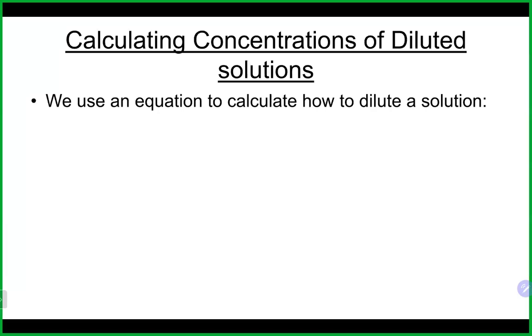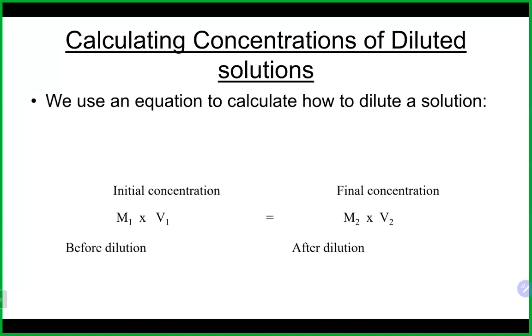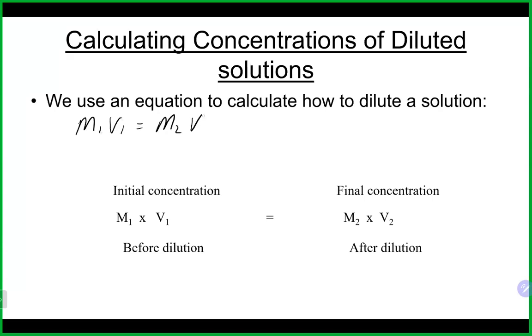Now, to calculate a dilution, we typically will use M1 V1 equals M2 V2. This is usually the more concentrated solution. Doesn't necessarily have to be, but usually it is. This is the more dilute solution that you're making. M here is molarity, and V is obviously volume in this case.